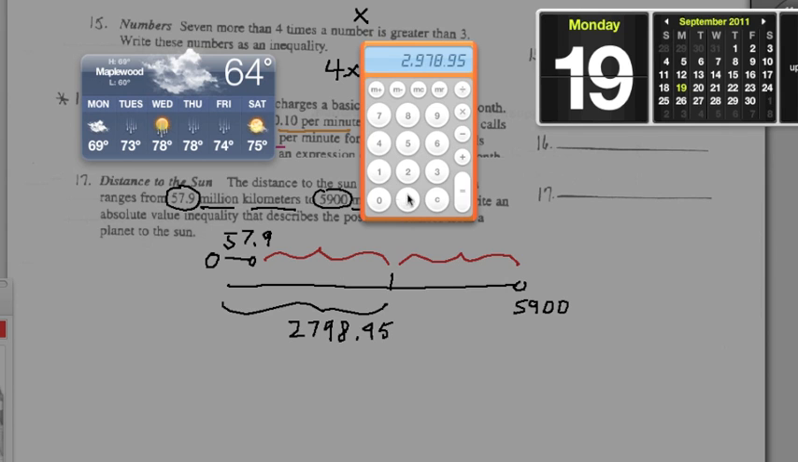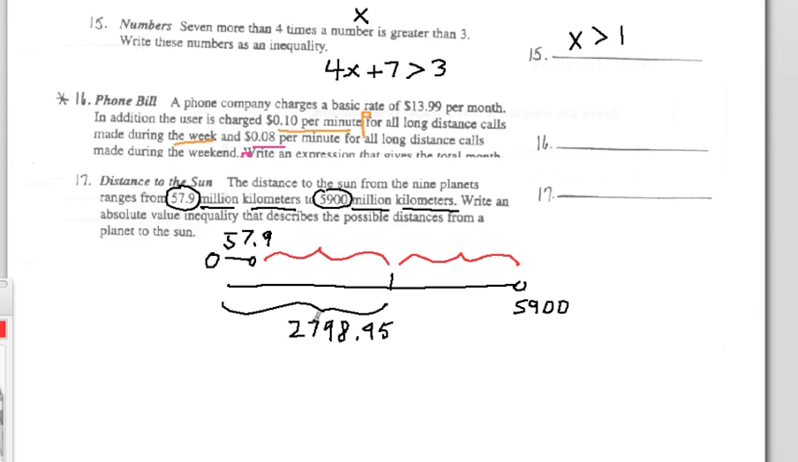Oh, and I even wrote it wrong. 2978. And like I said, this is not an average distance. This is the mid distance. The closest one is 57.9. The farthest one is 5,900. This is the midpoint of these two distances. So these two red lines ought to be the same.